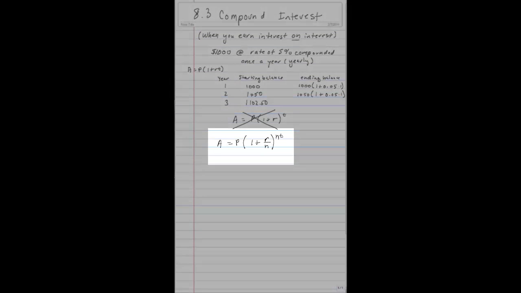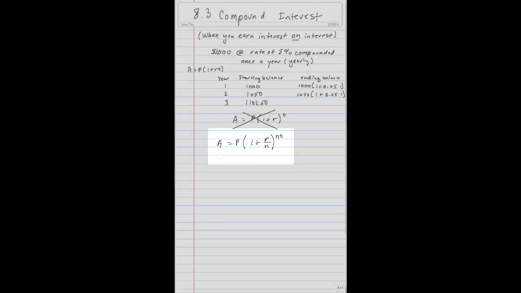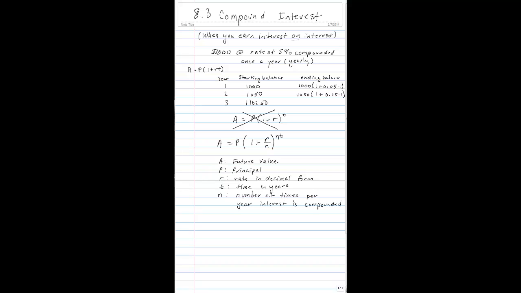Our general formula is A equals P times 1 plus R over N to the NT power. A is, as before, the future value. P is also our principal, what we started this whole process with. R is the rate. Again, we're going to use this in decimal form. T is again time in years. And our only new bit here is N. N is going to be the number of times per year that interest is compounded.